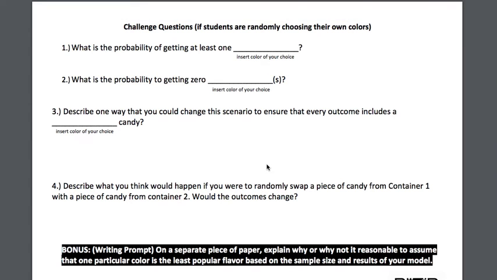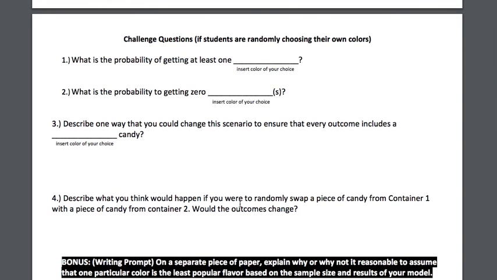And then describe one way that you could change the scenario to ensure that every outcome includes a color of choice candy. And then the last question is going to be, describe what you think would happen if you were to randomly swap the piece of candy from container 1 with a piece of candy from container 2. Would the outcomes change? And remember to collaborate with your partner. You will be turning in only one of these papers per the 2 of you.